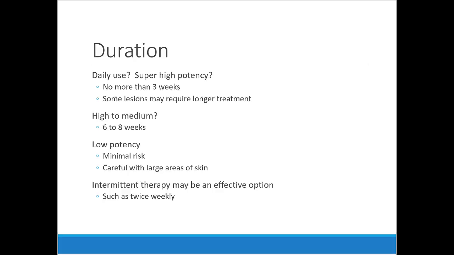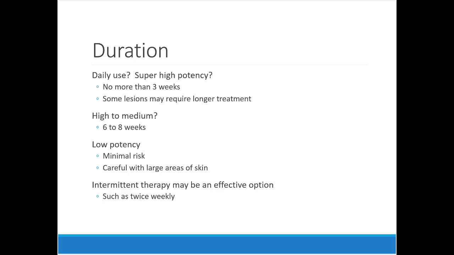Some lesions may require longer treatment, and if they do, you want to maybe consider backing up the strength of the product. So a 6 to 8 week period, using maybe a more middle high strength or maybe a more medium strength product. Low potency, it's pretty much no risk unless you're applying it to like your entire body. You can pretty much, again, go crazy with this one. You aren't going to do a whole lot of harm.